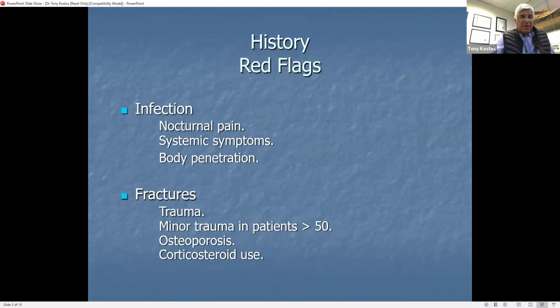Infection. I've certainly seen cases of this, and we look for, again, this inflammatory pain, which is worse at night, and systemic symptoms, so people are unwell. They may have a temperature, they lose weight, and in this day and age, we're also looking for anything else that could be a source for infection, such as body penetration. So studs and things, obviously tattoos, so anything that could be a focus of infection.